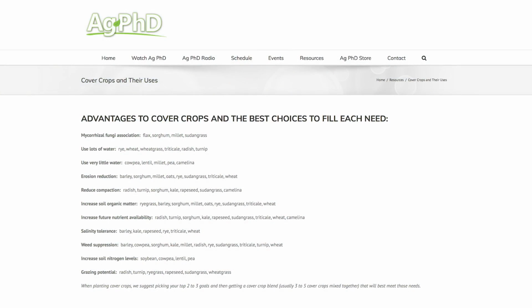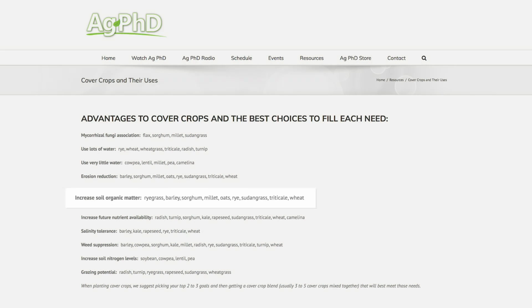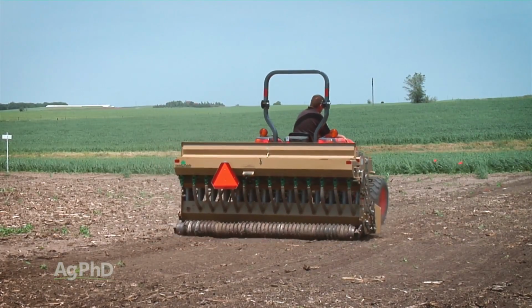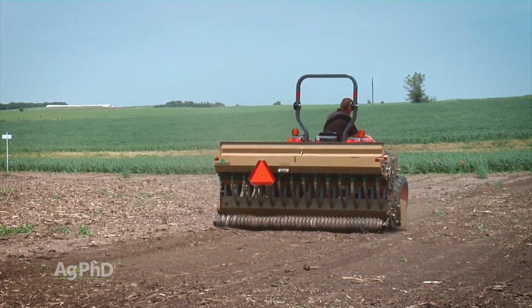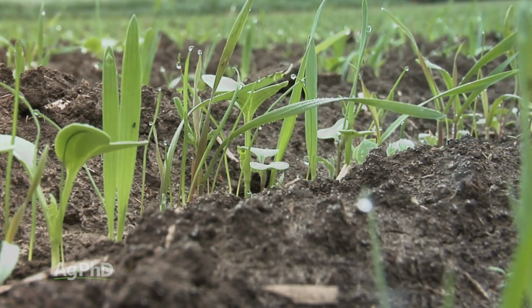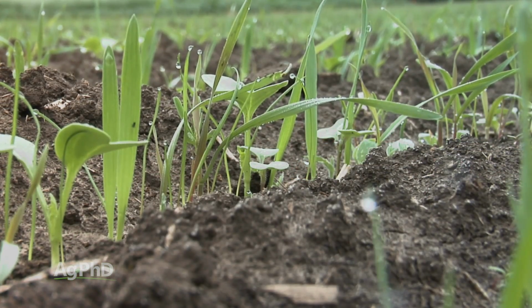So you can just look at, there are charts out there. We have some even at agphd.com under our resources tab, talking about which cover crops are best for building organic matter. But almost anything you raise is a lot better than nothing. So that's the big thing, I guess I would say, especially if you have some growing season left in the fall after you've taken a crop off.